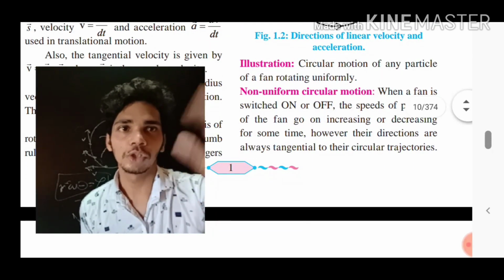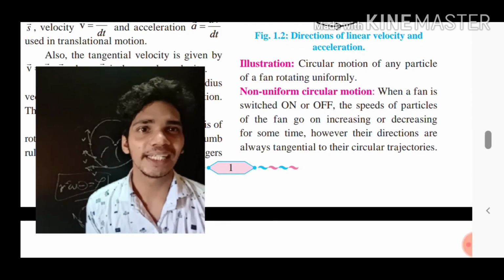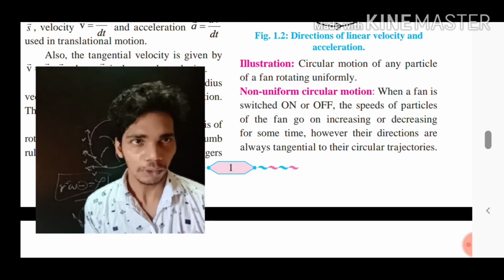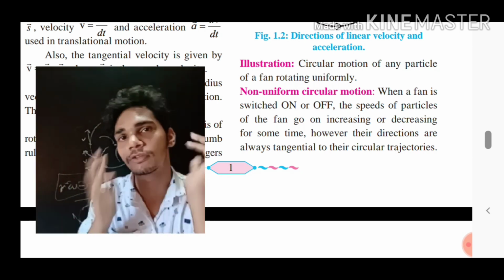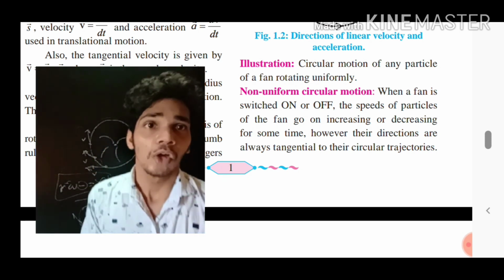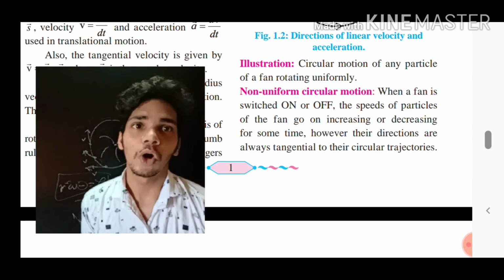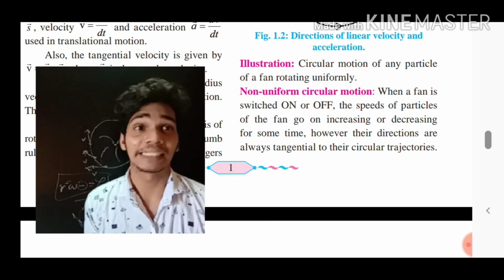Now we are moving to the non-uniform circular motion. When a fan is switched on, the speed of the particles is increasing. When you switch it off, the speed is decreasing. However, their directions are always tangential to their circular trajectory.